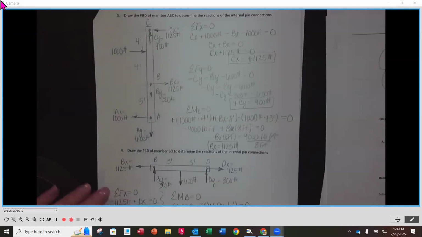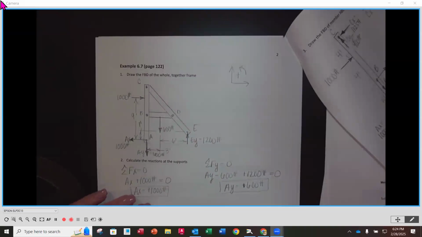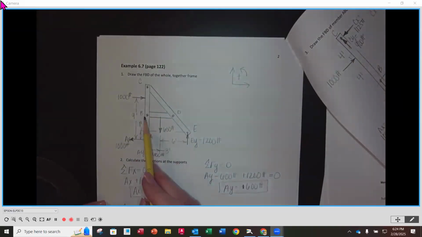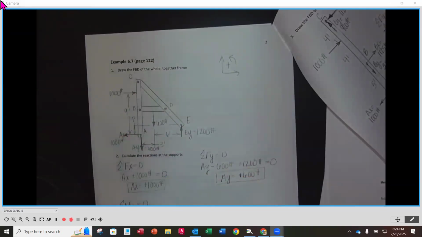So right now we've got 2 members done. We've got 1 more member to do. If we turn the page, you'll notice that it says, now we're going to draw member CDE to check for equilibrium. If you recall, our free body diagram has just the 3 members: CBA, CDE, and BD. So we've done this one and this one. We know the reactions at C and D. We already solved for EY. So all we're looking for here is that everything balances out.